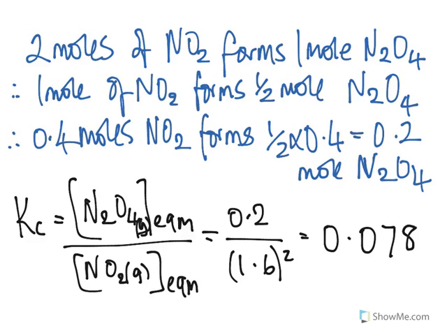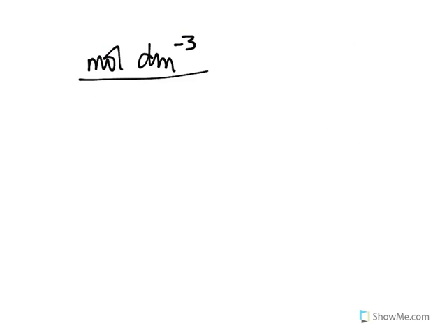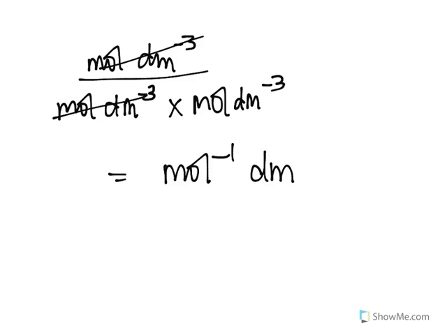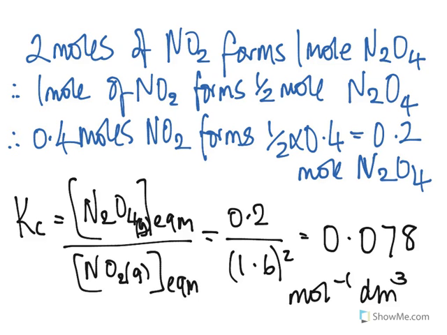And let's work out the units. So we have concentration of N2O4 on the top in moles per dm cubed divided by moles per dm cubed. It's NO2 squared. So we're multiplying these by themselves. So this will cancel out with that, which will leave us with the units of moles to the -1, because this is 1 over moles per dm cubed. So we change the sign of these, moles to the -1 dm cubed. Okay.